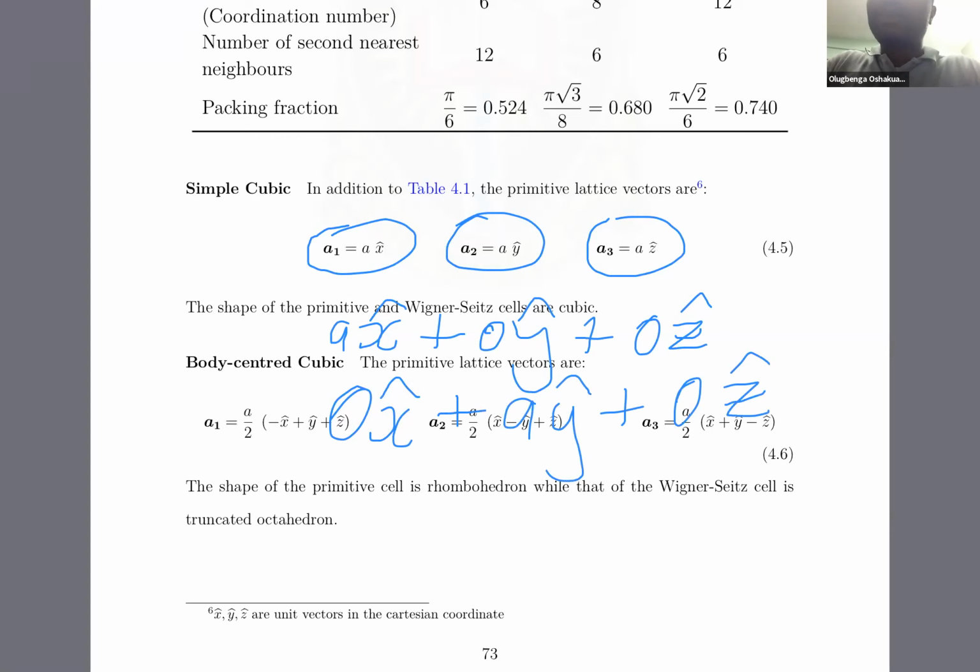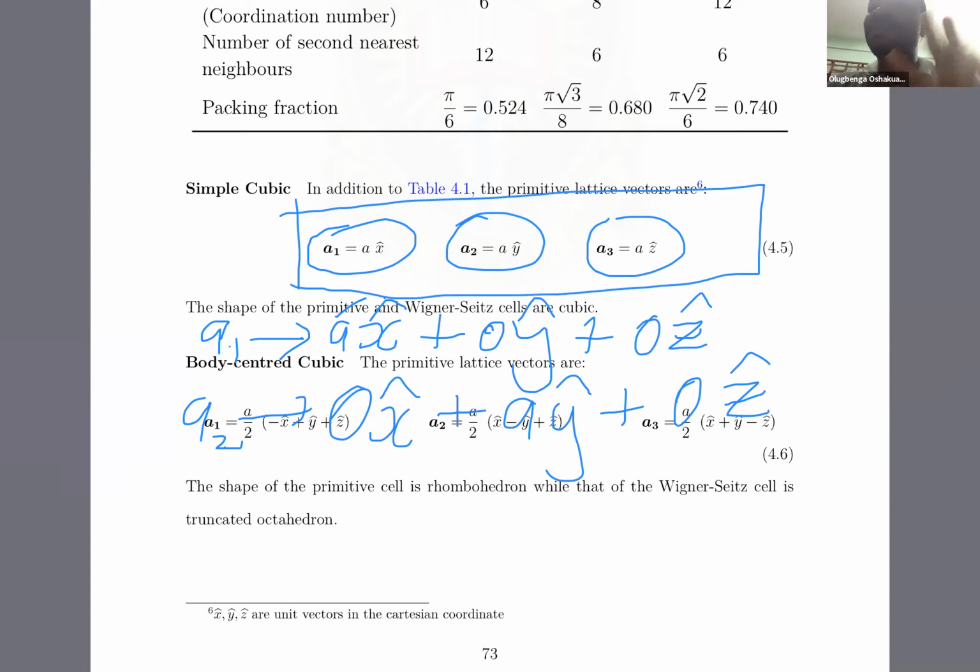When you view A1 and A2, you should notice that A1 is pointing purely in the X direction, while A2 is pointing purely in the Y direction. When we do the same thing for A3, it will be pointing purely in the Z direction, meaning the three vectors are mutually perpendicular to each other. When you solve for the modulus, you notice that they have the same length. So this is a simple cube: all the sides are equal, and the angles between them are equal and mutually perpendicular.